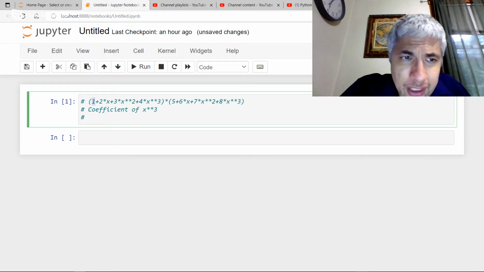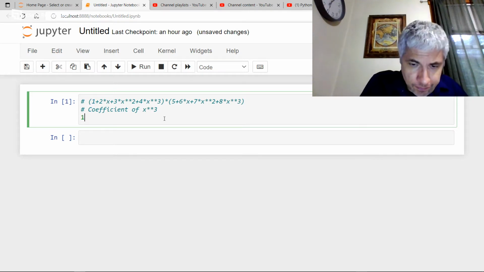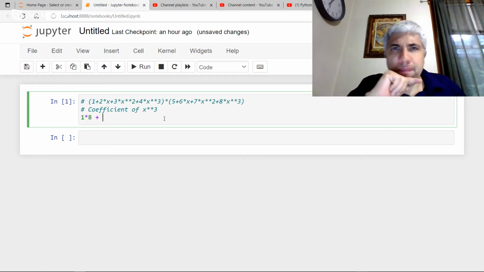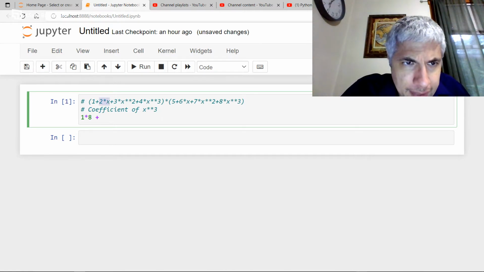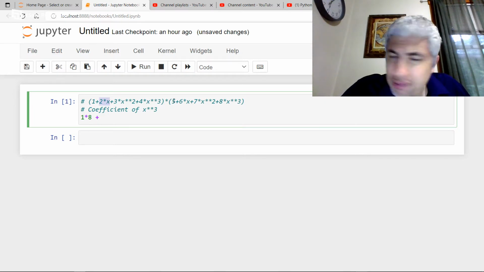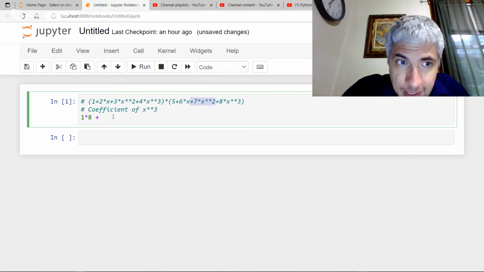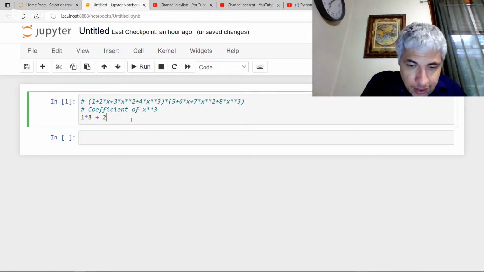The only way that I could use this 1 and have something that affects the coefficient of x cubed in the product is if I multiply the 1 times the 8. So that's going to be part of this coefficient, okay. What next? What about this 2x? The 2x times the 5, not going to have anything to do with x cubed. The 2x times 6x, no. 2x times 7x squared though, yes, because x times x squared gives me x cubed, so this is going to play a role.